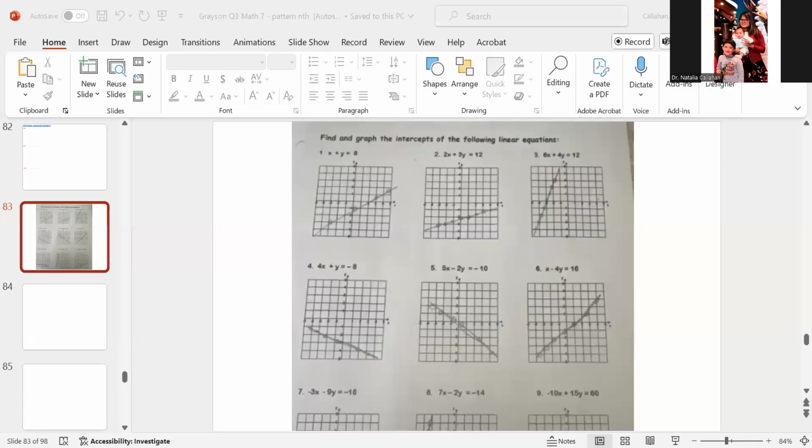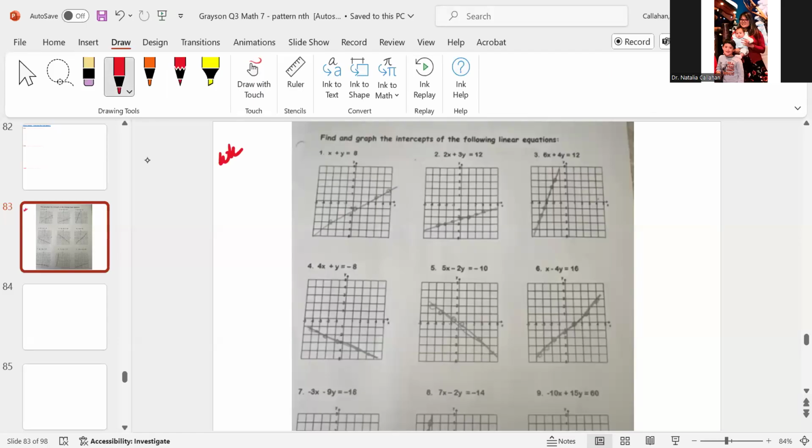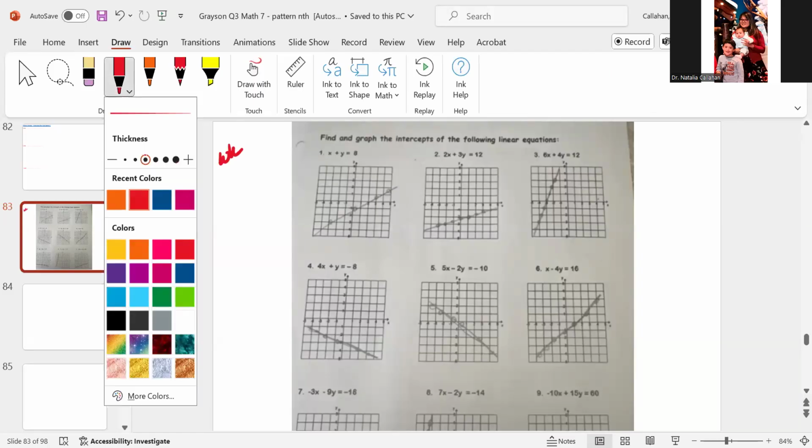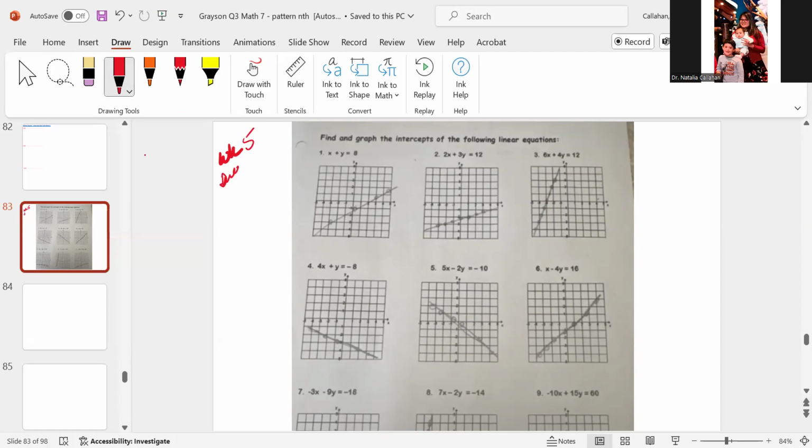Okay, so this is week 5, Wednesday, Math 7, quarter 3. And we're going to graph equations in standard form.